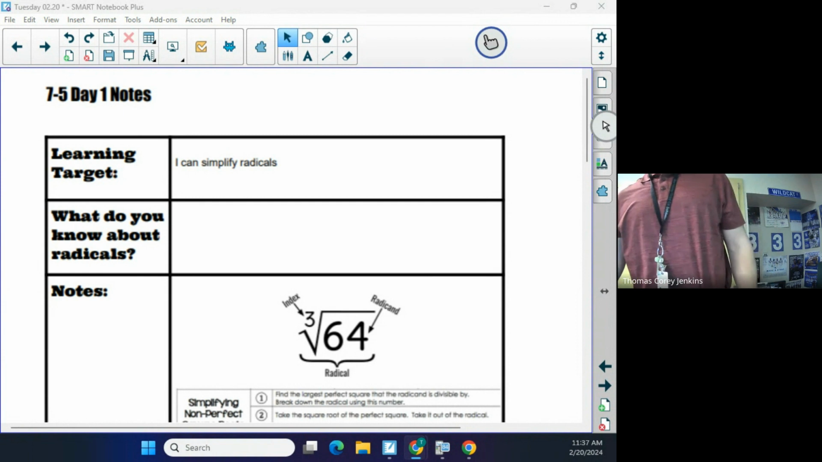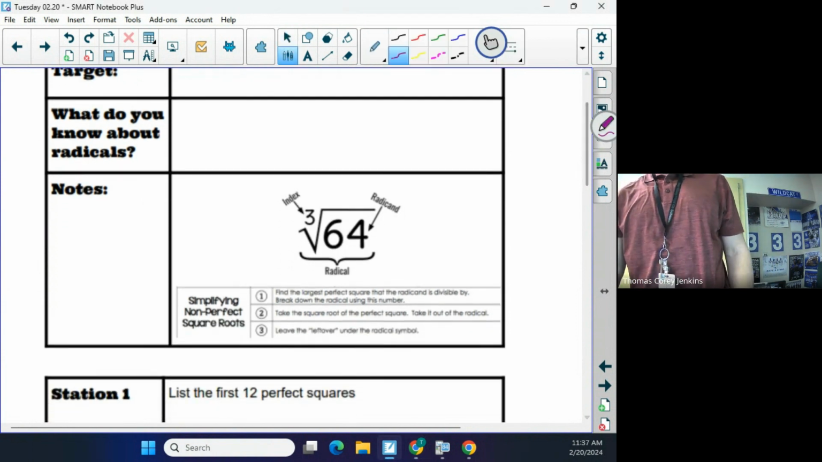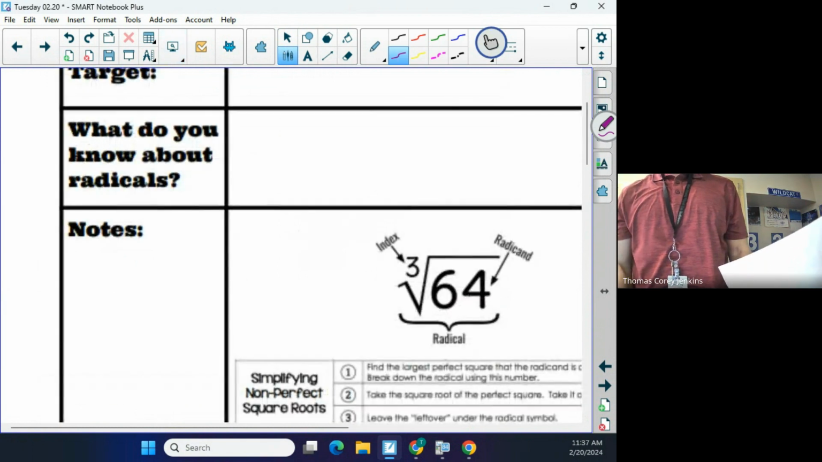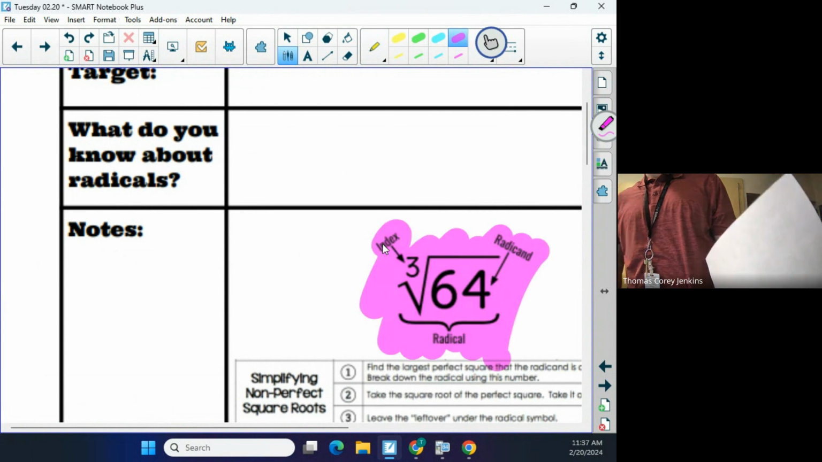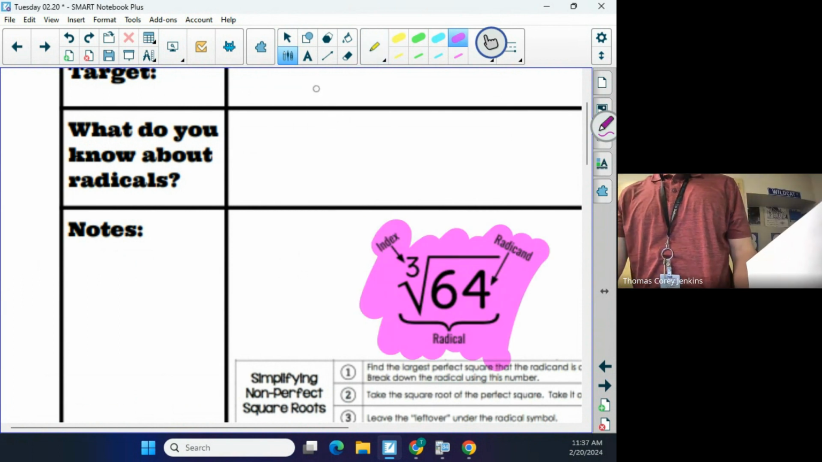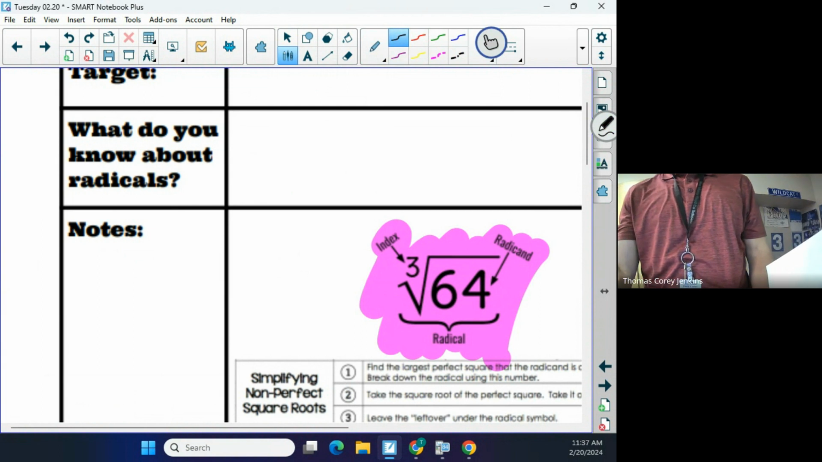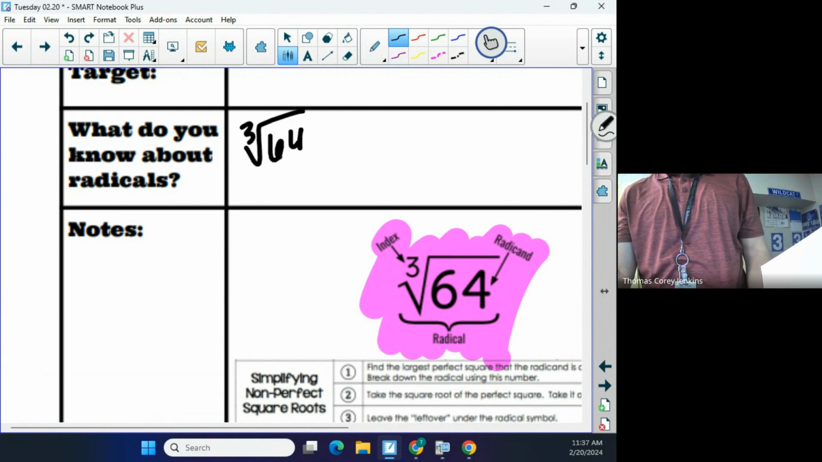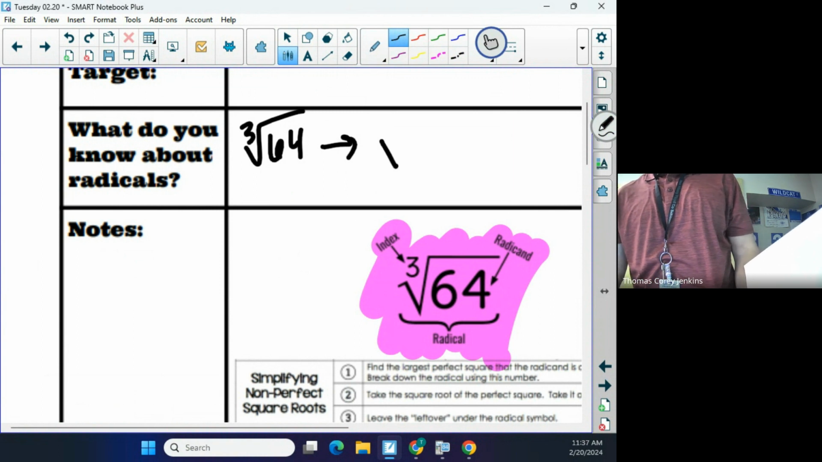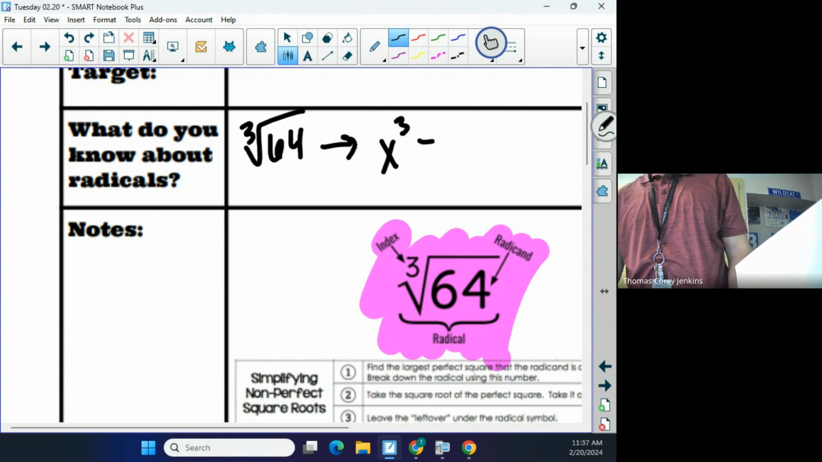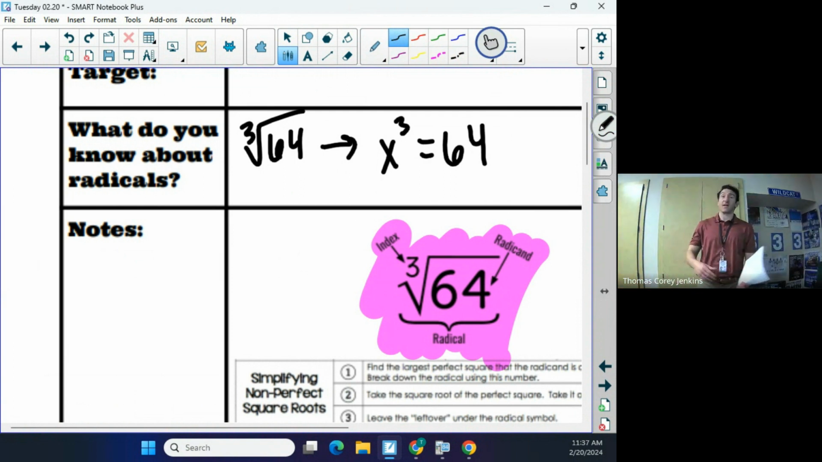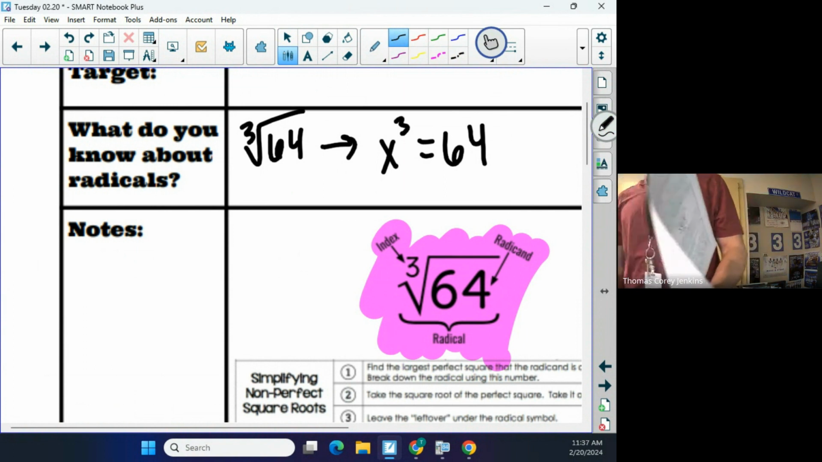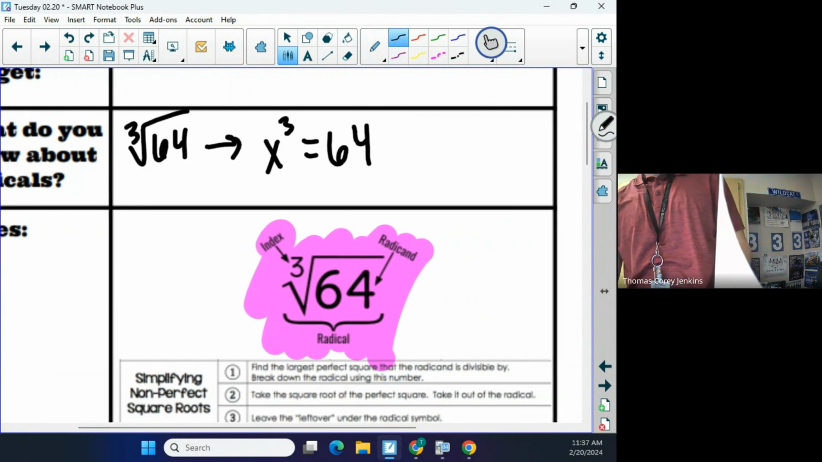So, what do we know about radicals? Here's an example of a radical, the cube root of 64. So what is that asking me about? If it wants to know the cube root of 64, that's really asking me what number, we'll call it x, raised to the third power equals 64. That's what it's asking me. And whatever x is, that's what that radical is equal to. Does anybody know what that would be? 4, right? 4 raised to the third power would be 64.